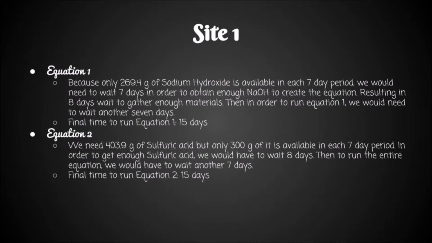For Equation 2, we need 403.9 grams of sulfuric acid, but only 300 grams of it is available in each 7-day period. In order to get enough sulfuric acid, we would have to wait 8 days. Then to run the entire equation, we would have to wait another 7 days, resulting in a total time of 15 days.